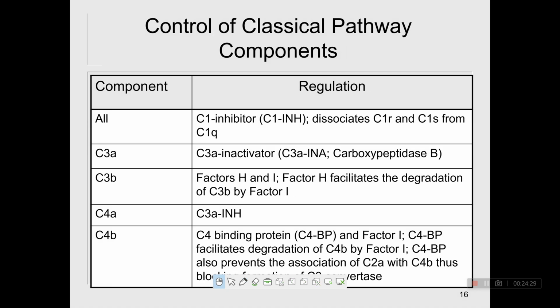Control of classical pathway components. All components are regulated by C1 inhibitor, that is C1INH, which dissociates C1r and C1s from C1q. C3a is regulated by C3a inactivator, that is carboxypeptidase. C3b is regulated by factor H and I. C4a is regulated by C3a inactivator, I and H, and C4b is regulated by C4 binding protein.